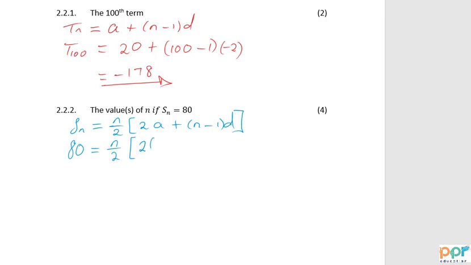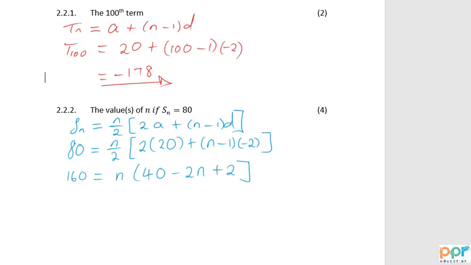You know your first value, which is 20. And you know the constant or the common difference, which is negative 2. Then solve. Let me multiply everything by 2. 2 times 8 is 16. Then I'm remaining with n times 2 times 20 is equals to 40. 2 times n is negative 2n. Negative times negative will give me positive 2.